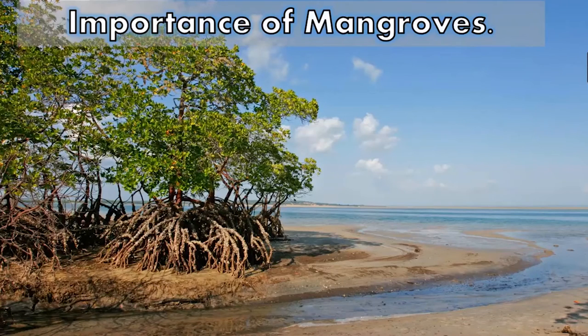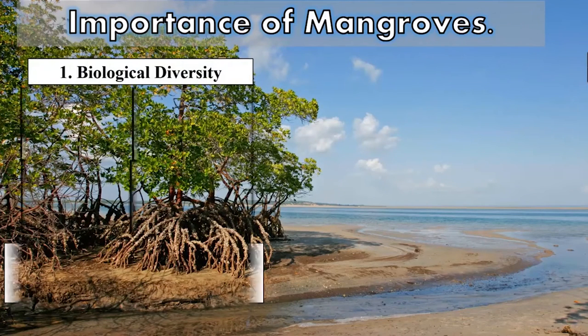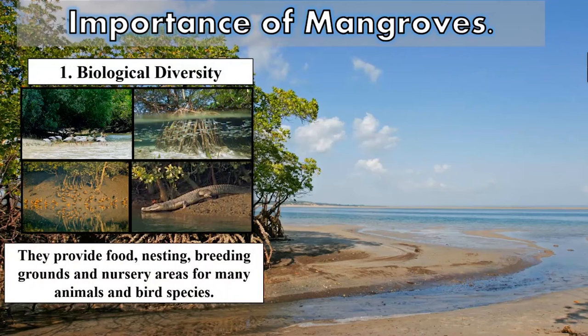Next topic is importance of mangroves. Biological diversity. They provide food, nesting, breeding grounds and nursery areas for many animals, which include at least 200 fish species, 20 reptile and amphibian species, 15 mammal species including tigers and over 150 bird species. Remove the mangroves and many of these species might be driven to extinction, invariably affecting us as a source of food and water and in many other ways.